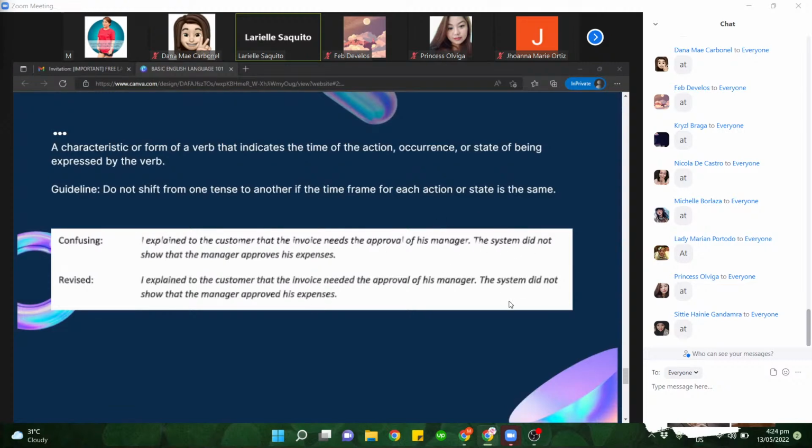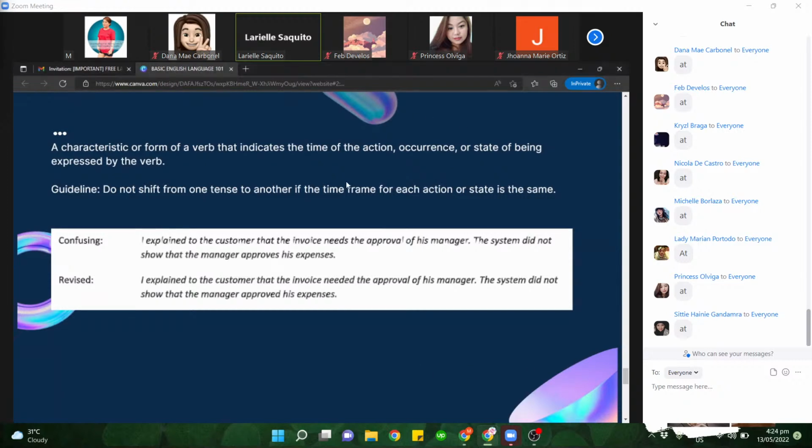Likewise for the second sentence, the system did not show. Again, if we are going to use the verb did, the following action should be in the present tense instead, since did is already a past tense. So it cannot be did not shown, or did not showed. It should be did not show that the manager approved his expenses.